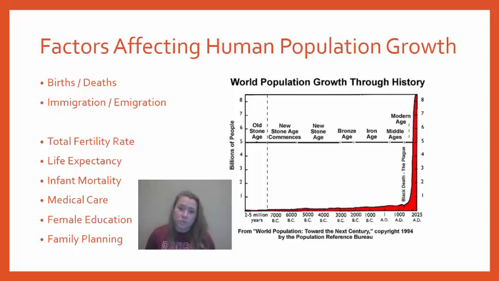There are some other factors that also affect human population growth, and these are things like the total fertility rate, so the number of births per woman, the overall life expectancy, and your infant mortality, so how many babies actually make it past those early formative years. And a lot of that has to do with the overall level of medical care at that location. And the number of babies that a woman has is pretty directly tied to the level of education that that woman has and whether or not there is access to family planning, so that way the woman can decide when she wants to start having babies.